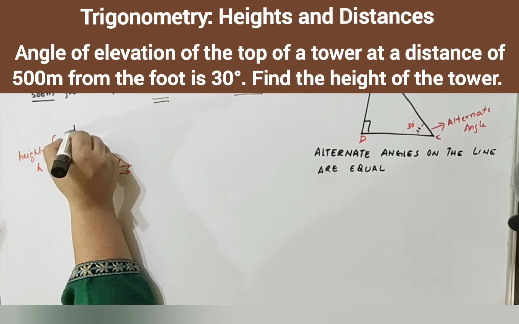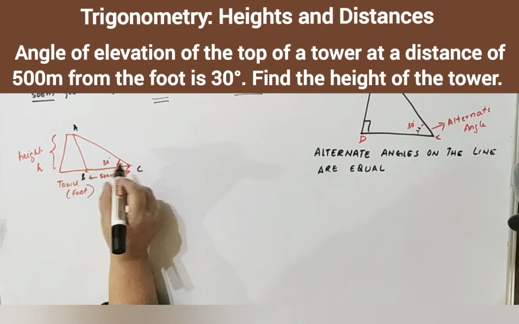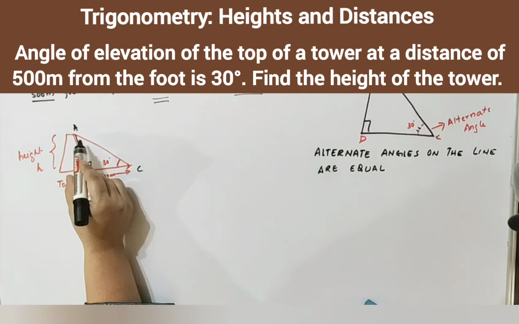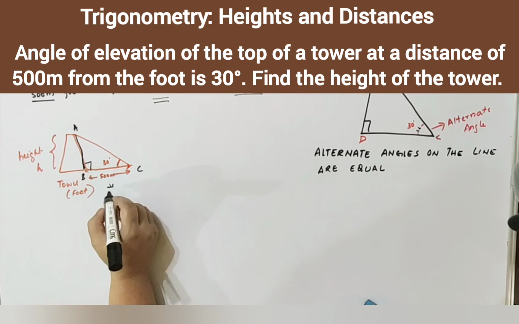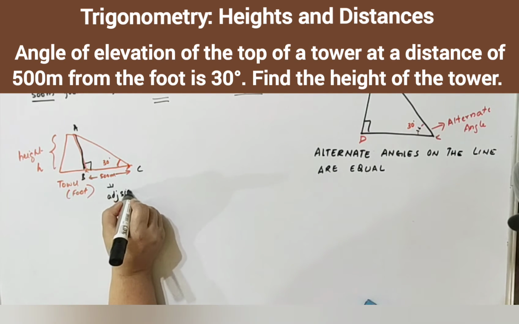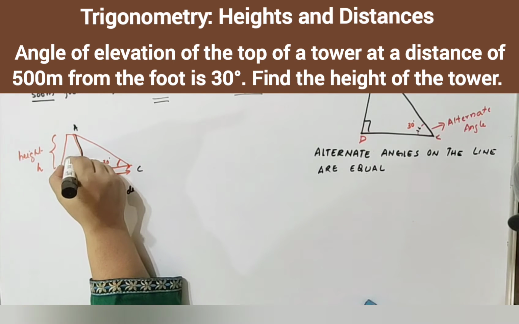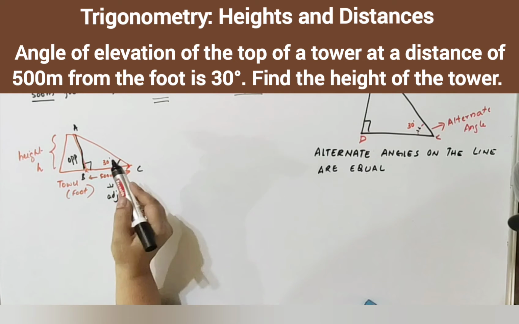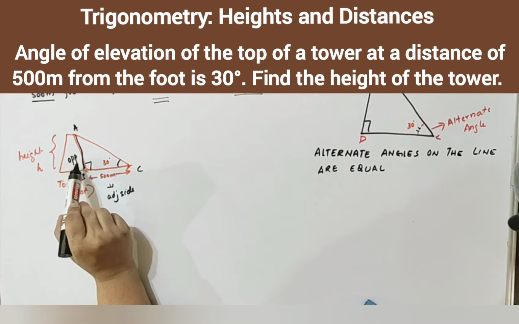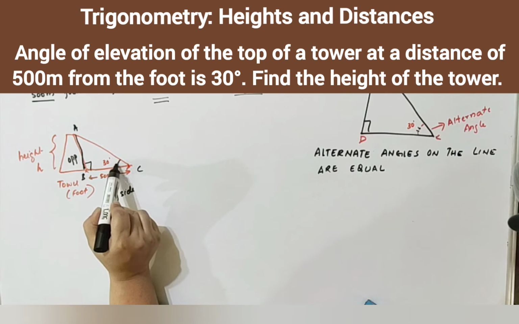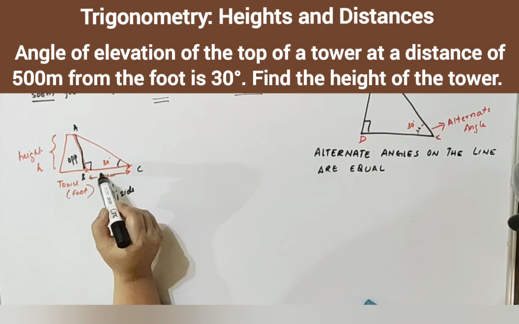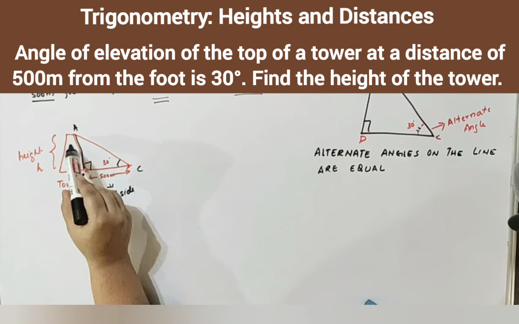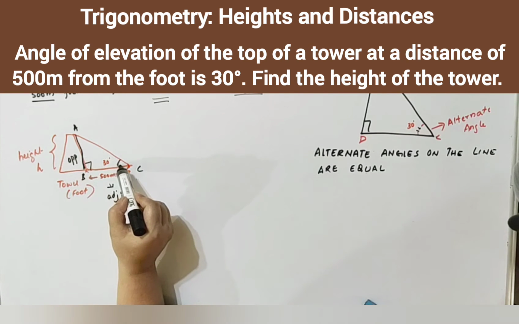So let's name this triangle as A, B, C. It's a right angle triangle. If you look at this triangle, this will be the adjacent side. This will be the opposite side. And this is the angle of elevation, which is 30 degrees. Why do I call this the opposite side? Because this is the side opposite to the angle which is 30 degrees. And this is the adjacent side because this is the base for this particular angle. This line is the base for this angle and this line is the opposite side for this angle.